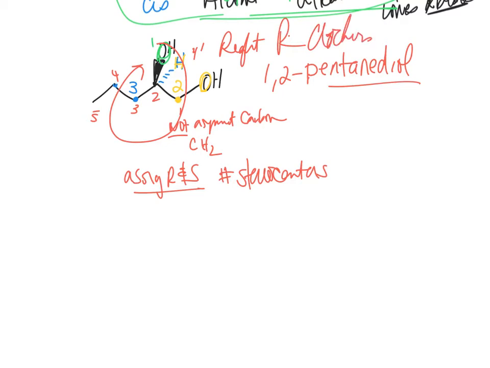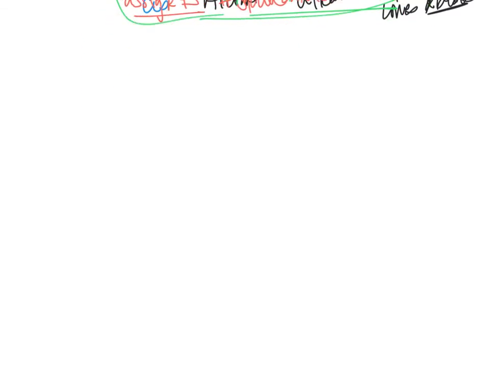And the hydrogen stays in back. So then that would be 2R. 1 through 2 pentadiene diol. Okay, let's do another example.